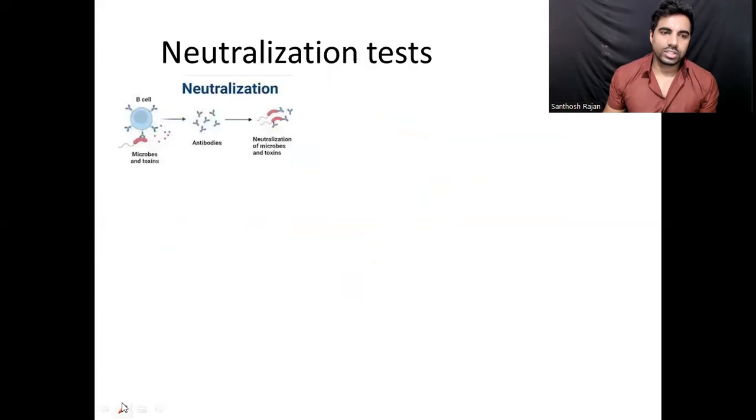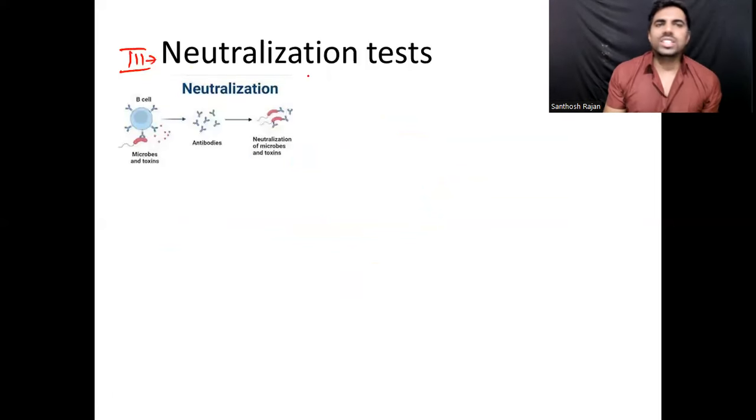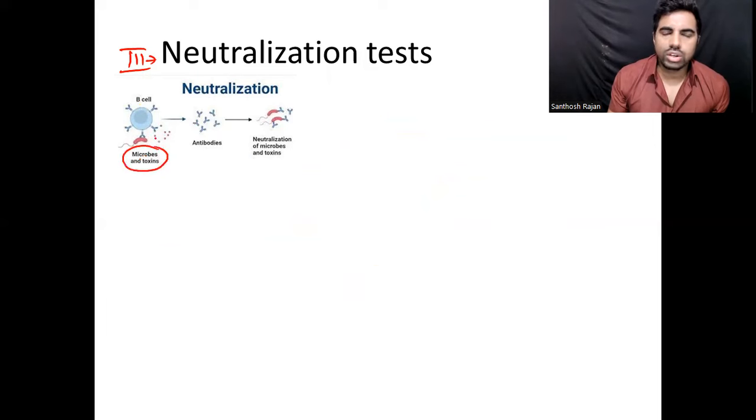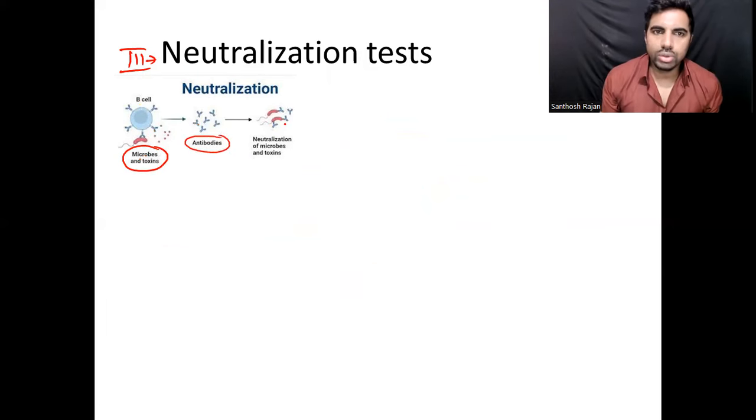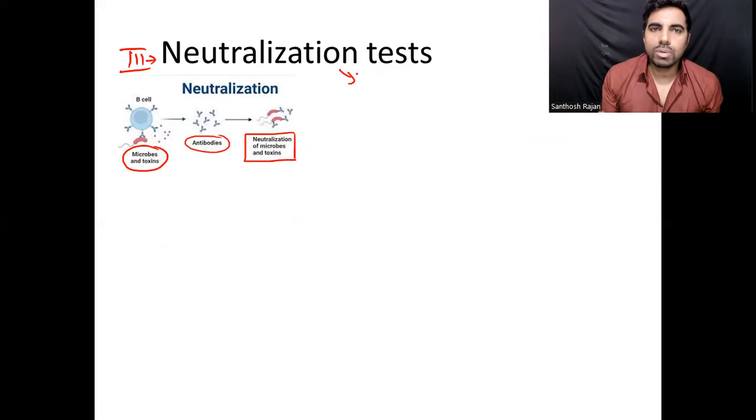Neutralization test, now the third test. In the neutralization test, very simple, you are using a neutralizing antibody. See, this is a B cell. Microbes and toxins are entering. Then the B cell automatically produces antibodies. Some of these are neutralizing antibodies. They go and just neutralize the microbe and the toxin. That's it, just neutralizing.